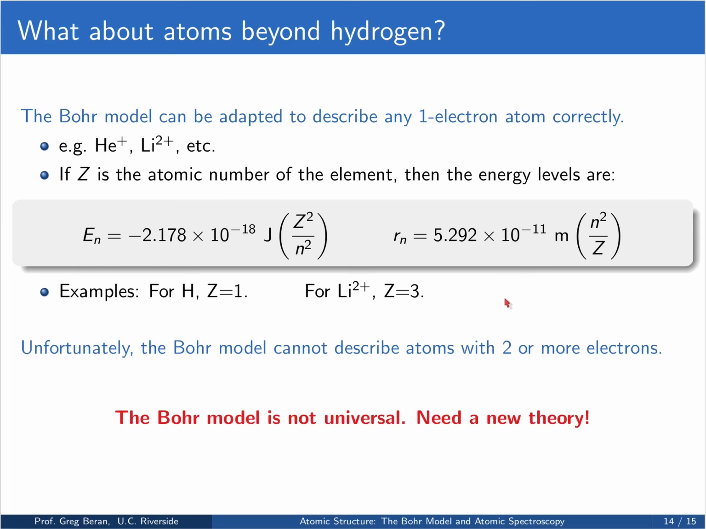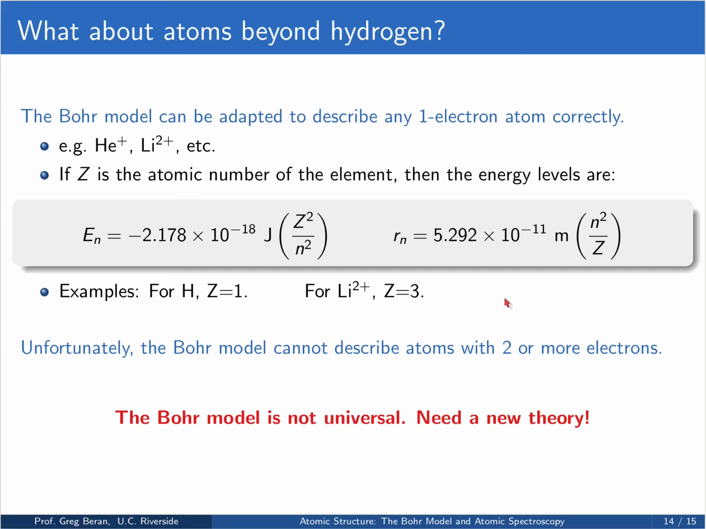However, the real problem with the Bohr model is that it can't be adapted to describe any system with 2 or more electrons. So that really rules out almost all of chemistry. The Bohr model was a really good attempt at understanding what's going on in atoms, and it made clear progress in explaining the hydrogen atom and the emission lines, but it's clearly not a universal theory. It's a band-aid, and we need a new theory that can describe all of chemistry in a single approach.